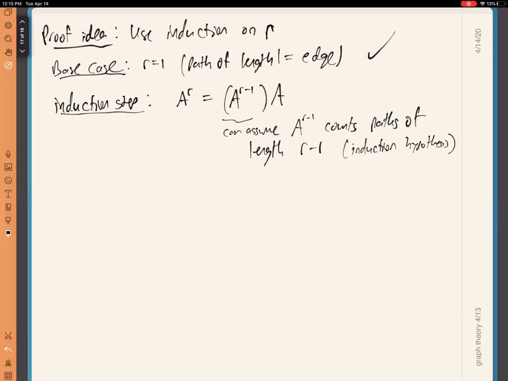Right, and then I want to show that if I look at a particular entry of this matrix, it counts the number of paths of length r. And so, what is the entry ij of A^r? Well, let me write it this way.